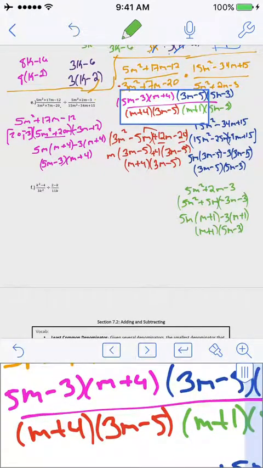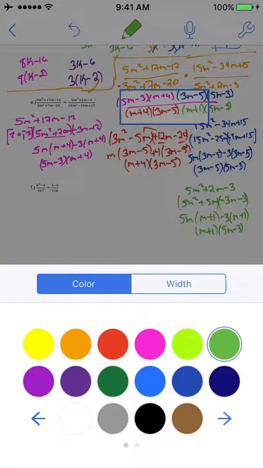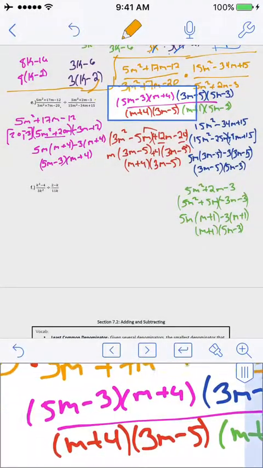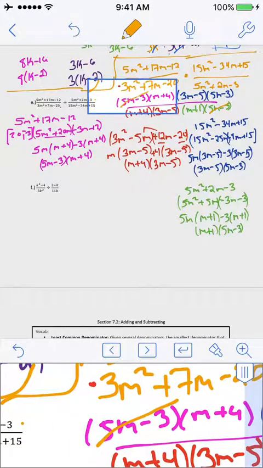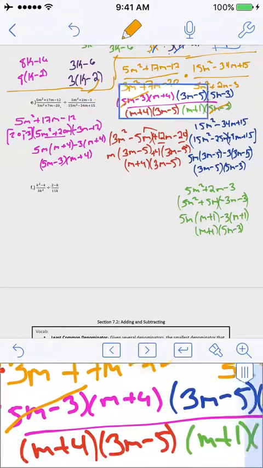Cool. Yes, it took some time, but it was a lot of the same thing over and over again. Next we go with canceling. Let's go with canceling. So we'll do it in orange. 5m minus 3. Do I have any of those on the bottom? I do. I can cancel that one with that one. Awesome. M plus 4. Do I have any of those on the bottom?